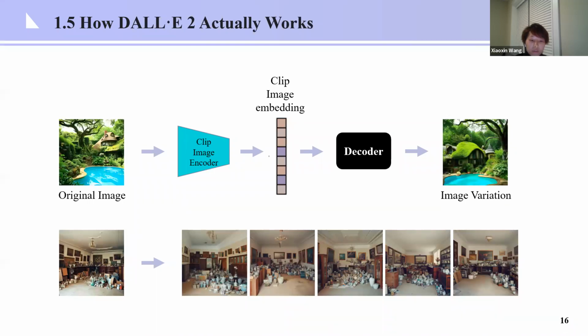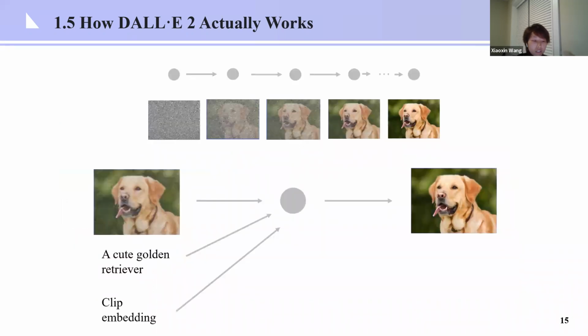In DALL-E 2, the decoder is set up so that it not only includes the text information, like in GLIDE, but it also includes the CLIP embedding to support the image generation. After a preliminary image is created that is 64 times 64 pixels, there are two upsampling steps to make the image high resolution, and this is how image generation happens with DALL-E 2.